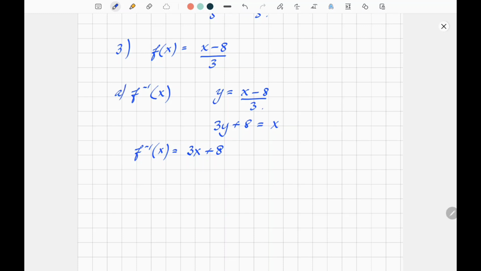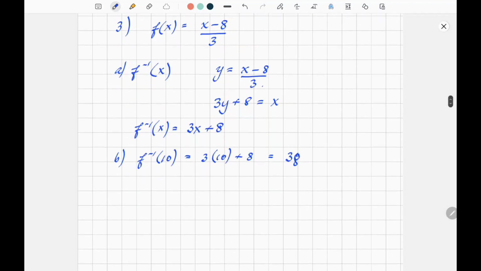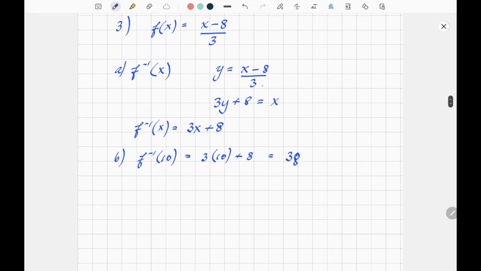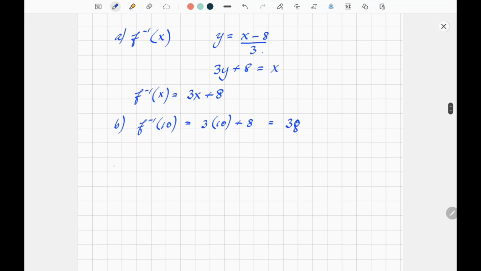Just label this. Same as before. 10 this time. Replace x with 10. So 3 times 10 plus 8. And that's 38. This whole worksheet, one after another, is actually an exercise in rearranging the formula. That's basically the focus of it.